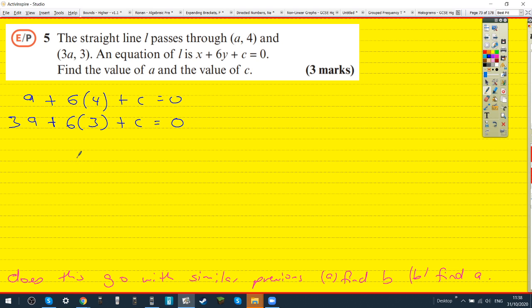And then you'd work it out. You'd expand the bracket. Mm-hmm. So for the first one, it'd be a plus 24 plus c equals 0. The second one would be 3a plus 18 plus c equals 0.